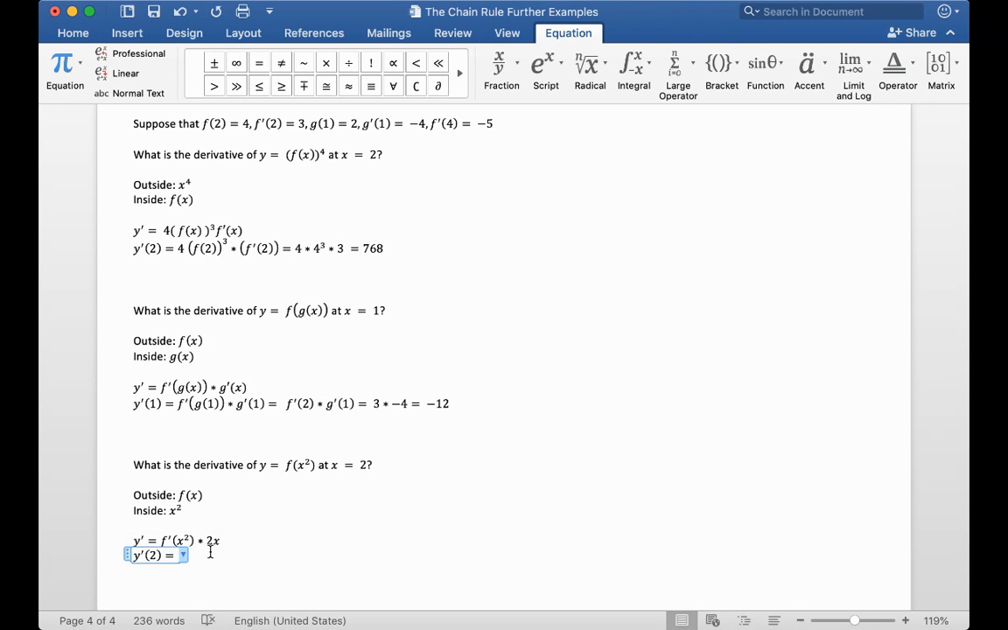So y prime of 2 is going to be f prime of 2 squared. I'll plug in 2 for x, times 2 times 2. 2 squared is 4, so now we're looking at f prime of 4 times 4. And we're told above that f prime of 4 is negative 5. Negative 5 times 4 is negative 20. And that's our answer here.